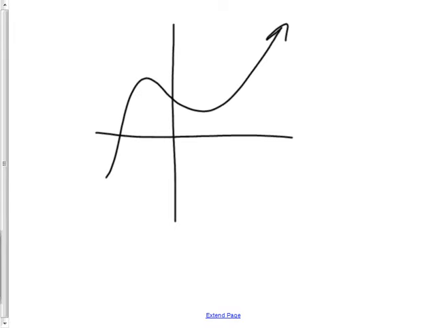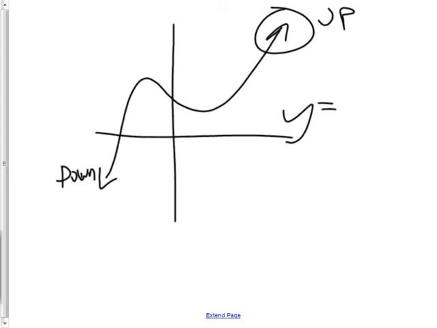Next, you need to be able to look at a graph like this. I can tell you this graph has got an x to the 3rd, or an x to the 5th, or an x to the 7th. Just because the ends go in opposite directions. One's up, the other one's down. If they're going opposite directions, then you've got something that is odd on your hands. Okay, so this is the equation for something like that.